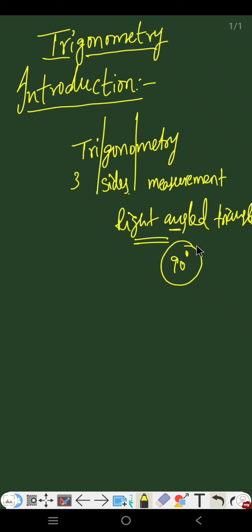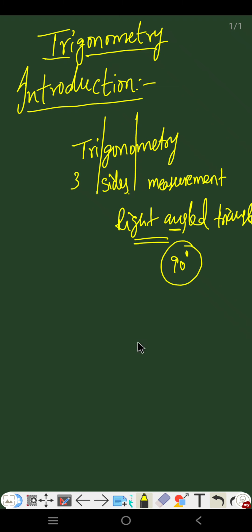See, maximum students or maximum persons don't know why we are using only the right angle triangle in trigonometry. For that, so many reasons are there. So, in my point of view, I am saying this.